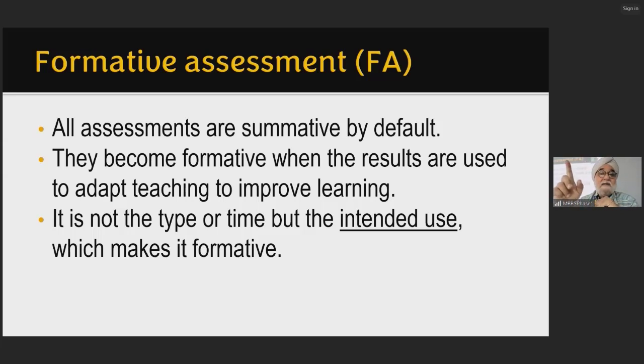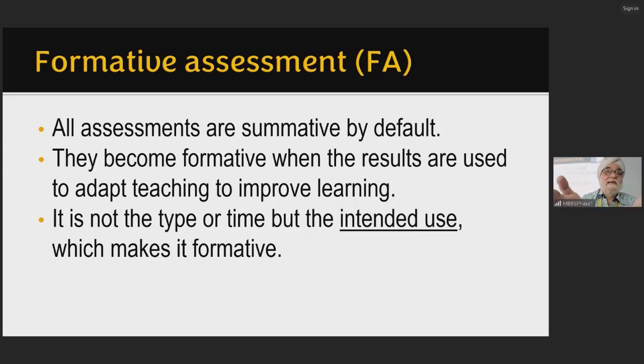So it is not the time. You ask any teacher and spontaneously he'll say what is formative, what we take throughout the year, and what is summative, the university exam. But that's not the right interpretation.